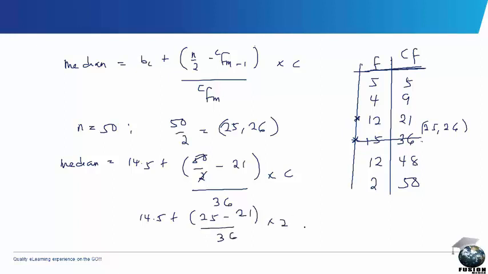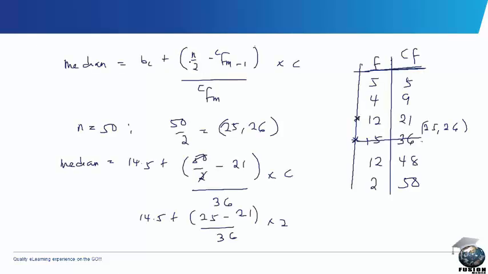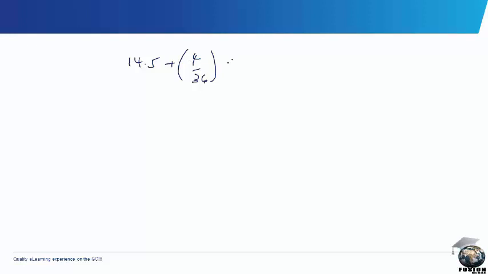And so we simplify further. We have 14.5 plus 4 over 36, and then times 2. If we divide further, 4 going into 36 gives us 9. Is that right? Yes, 4 divided by 36 is equal to 1 over 9.